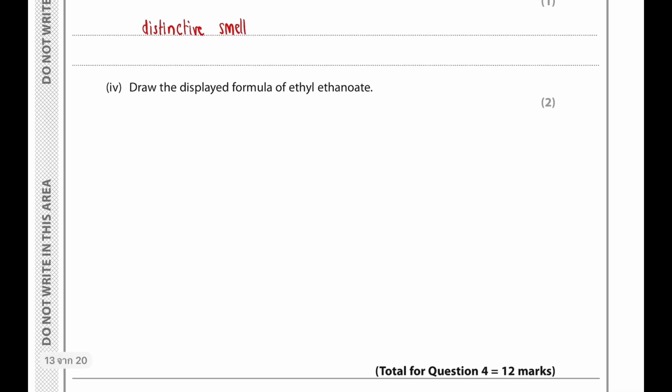Next, draw the display formula of ethyl ethanoate. Okay, so I have C C O, then C and C. Let's start the bond. This one is a double bond, O. And then I will add hydrogen.